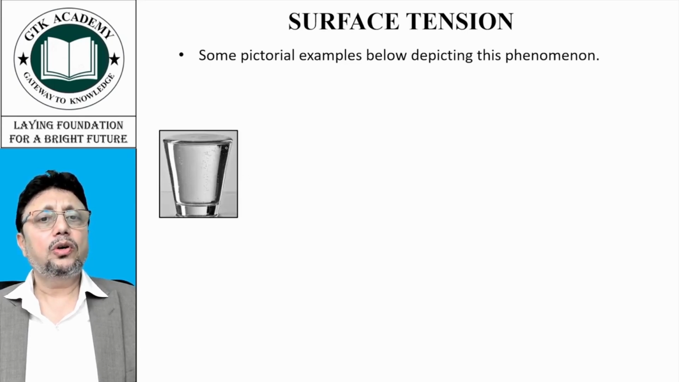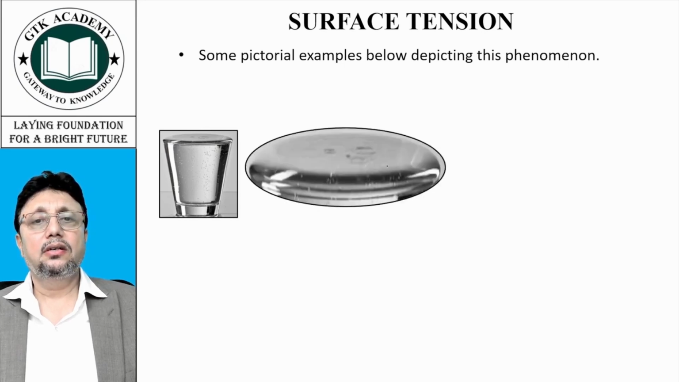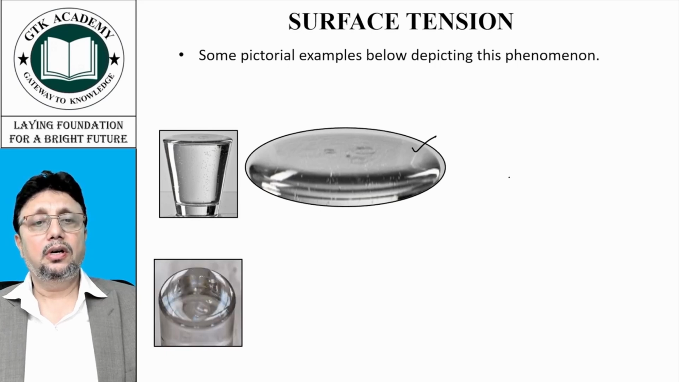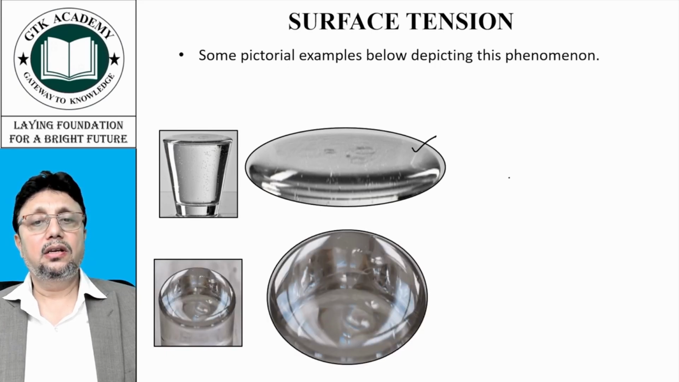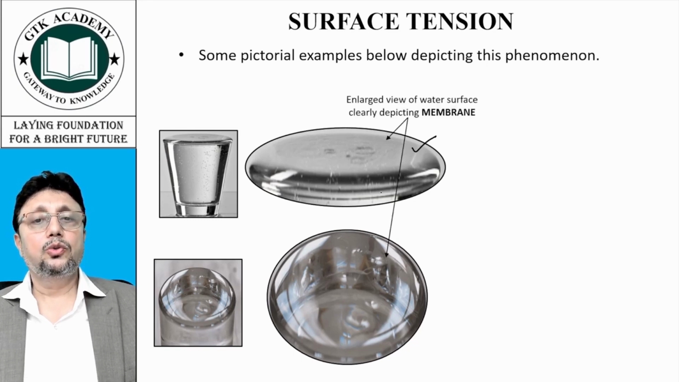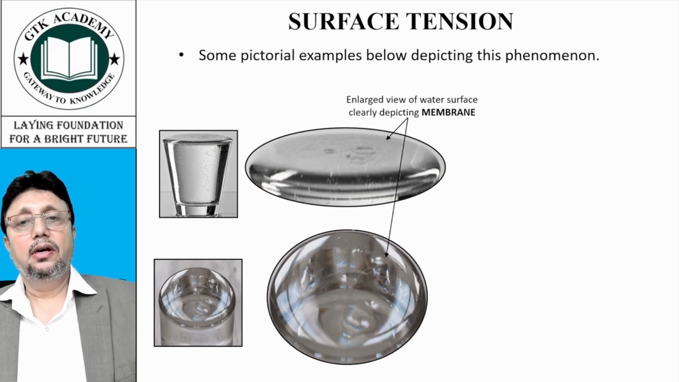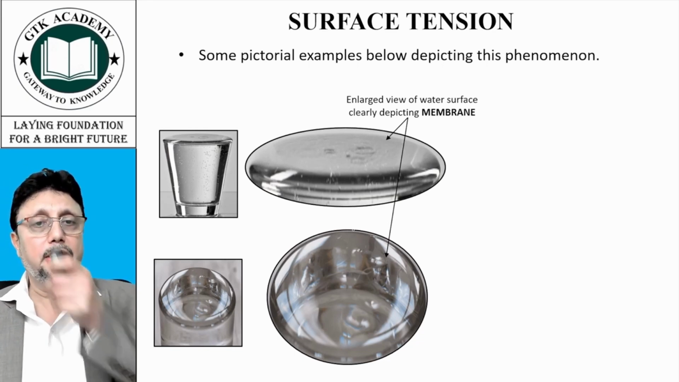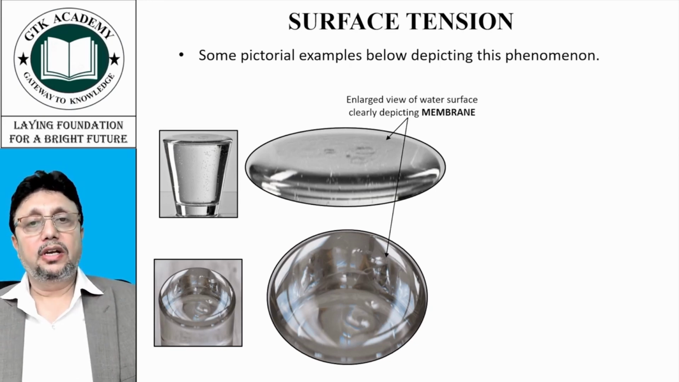You can see water in a glass. Now you can see an enlarged view, water in another vessel, again an enlarged view. So the enlarged view shows that there is a membrane, you can see here. But there is a difference here. What is the difference?